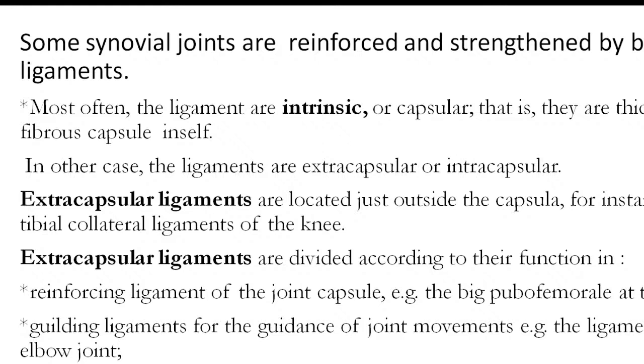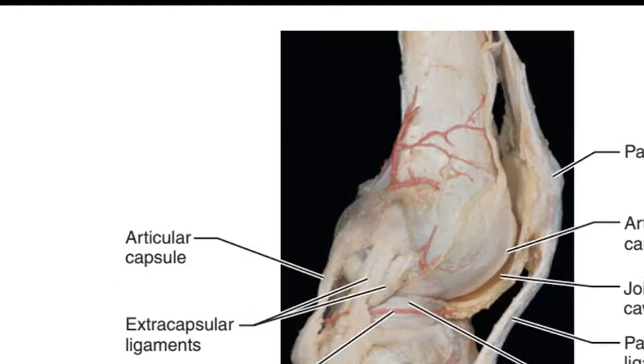These are extracapsular ligaments, ligamentum extracapsularis. Now what you see, for example, articular capsule, capsula articularis. You see ligamentum extracapsularis. You see blood vessels to the joint.